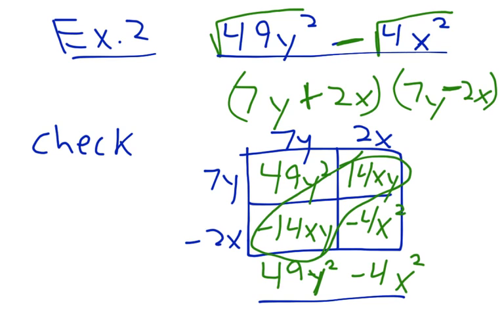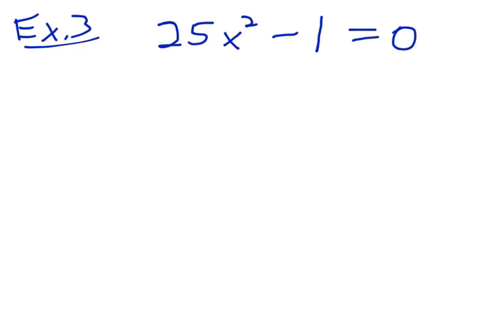Alright, now we're going to try our next example. Alright, so same deal here. We have two perfect squares, so we can do difference of squares. So square root and square root. And the square root of 25 is 5. And the square root of x squared is x. So that's 5x. The square root of 1 is 1. And I just write it twice.